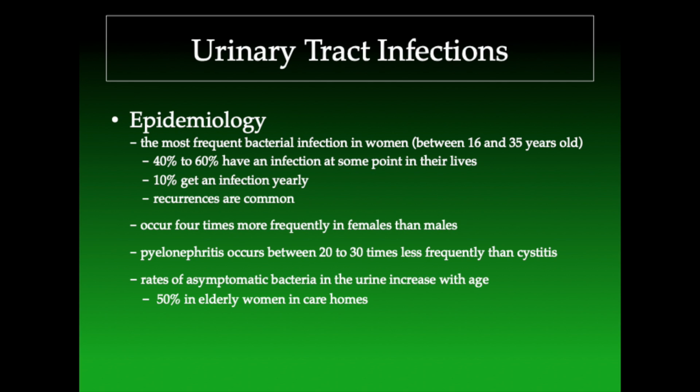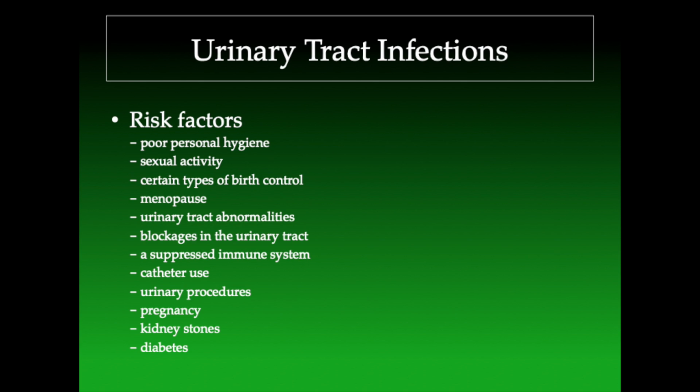Pyelonephritis occurs 20 to 30 times less frequently than cystitis, and this is because people are usually treated for cystitis before infection makes its way to the kidneys. However, as people become older, rates of asymptomatic bacteria in the urine increase. So we typically see higher rates of pyelonephritis in elderly women.